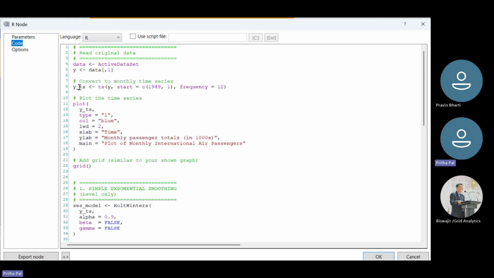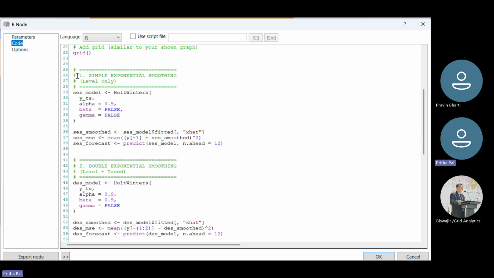Next, from the dataset we have extracted the first column, as it has only one single column. Next, we converted the data into a monthly time series starting from January 1949. Next, we have plotted the time series. This plot will visually reveal trend and seasonality in the passenger data. Next, add grid. Here, grid lines are added to improve visual interpretation.